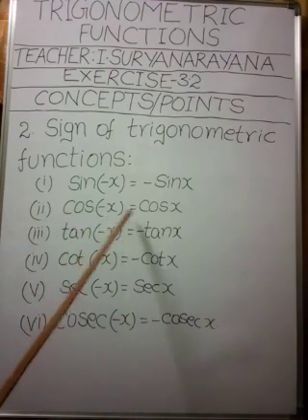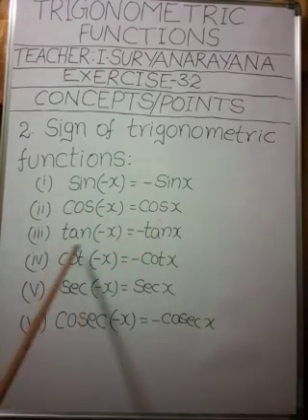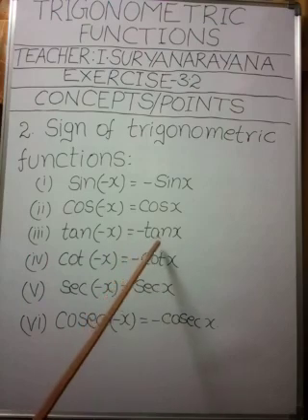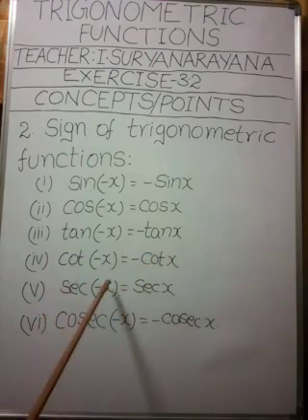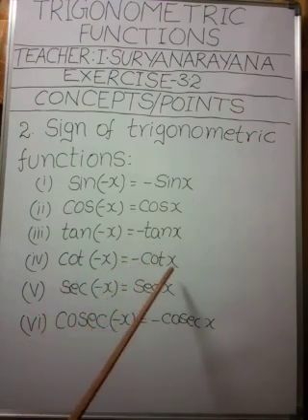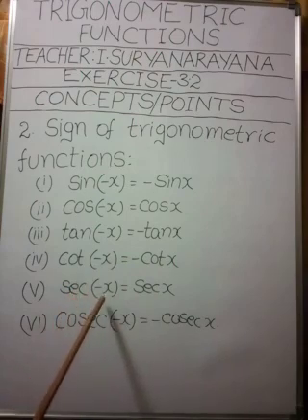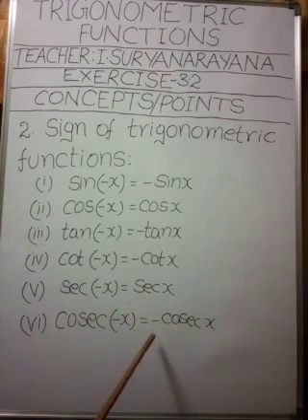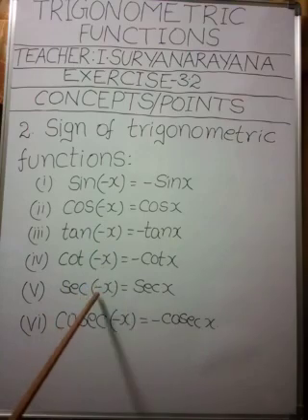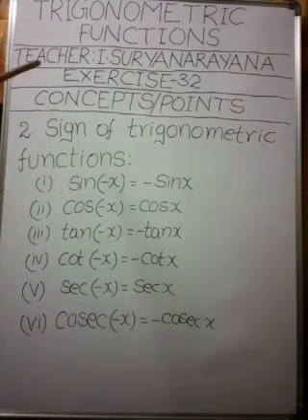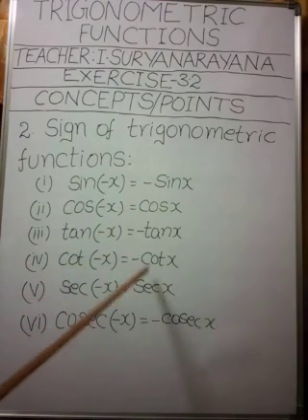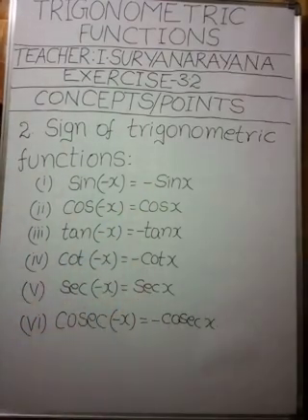Cos of minus x is equal to cos x. Tan of minus x is equal to minus tan x. Cot of minus x is equal to minus cot x. Secant of minus x is equal to secant x. Cosecant of minus x is equal to minus cosecant x. If the negative angle is given, then the trigonometric ratios will be like this. Okay, my dear children, understood? Right.